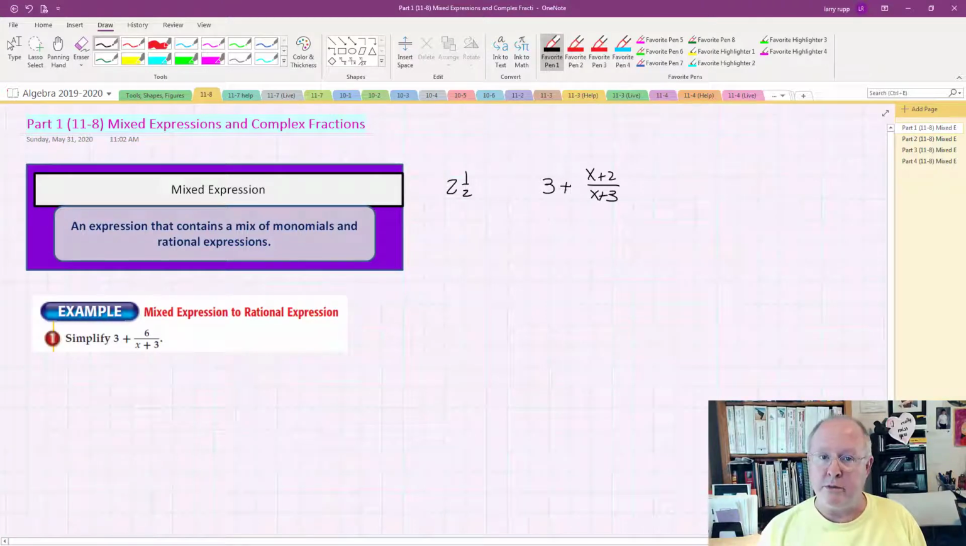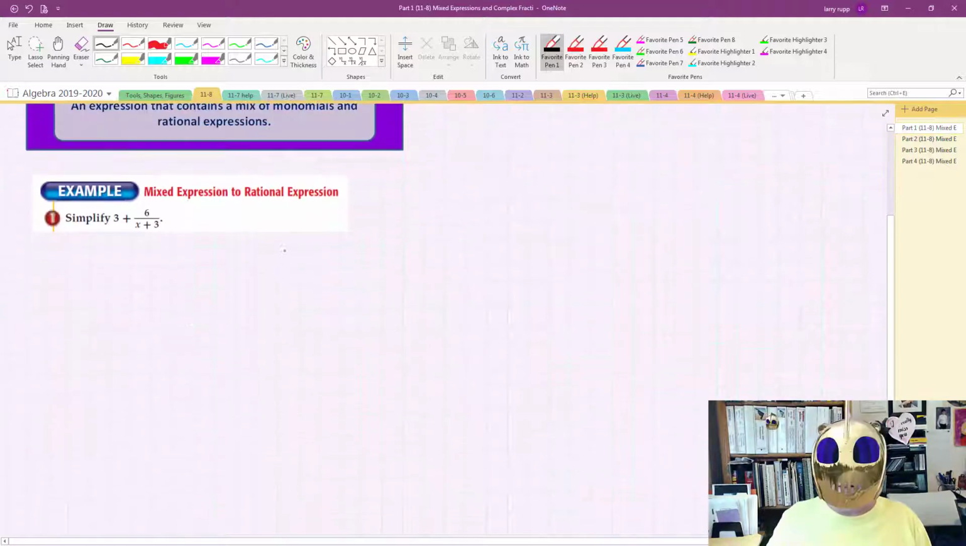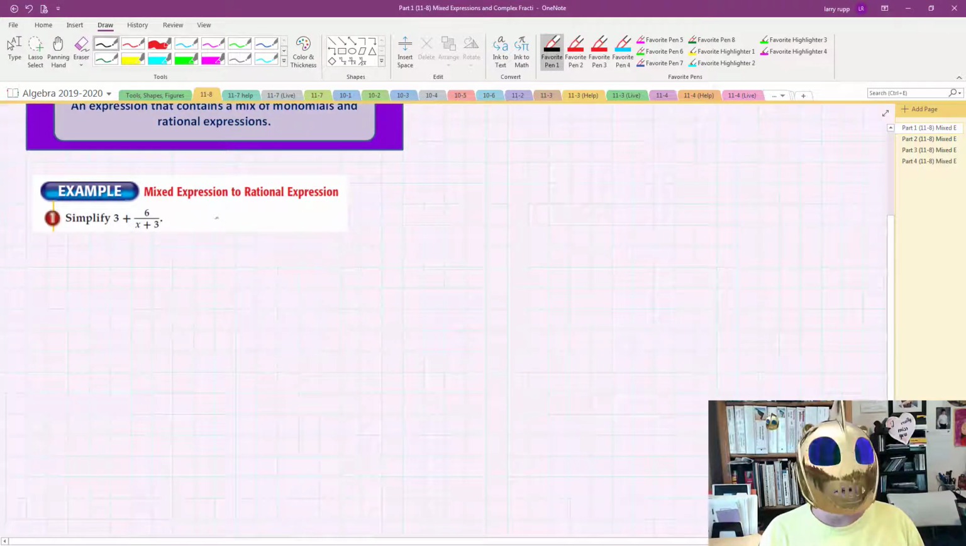But I'll tell you, in the real world, math is not very neat. You learn neat math in order to learn the math, but when you get into the real world, you get really nasty looking equations and problems, because they're real life. Alright, mixed expressions. Let's go down and do this example here. This example is on page 620.